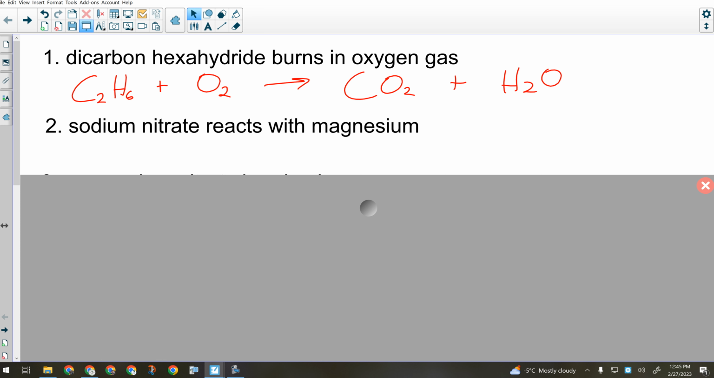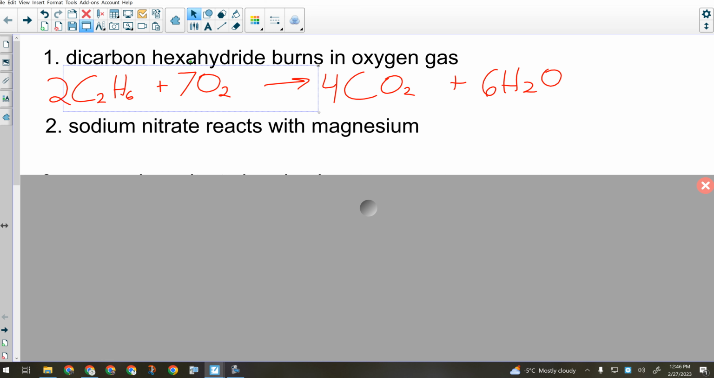I do. 2 is an even number. Okay, so put a 2 there. 2 times 2 is 4. Now I've got 4 carbons on both sides. 2 times 6 is 12 hydrogens. 6 times 2 is 12 hydrogens over there. And then for my oxygens, 4 times 2 is 8 oxygens here, plus 6 more is 14. 7 times 2 is 14, and I'm done.